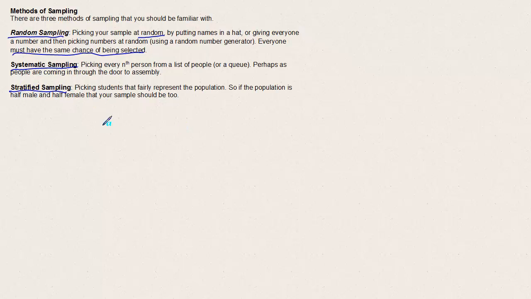Stratified sampling, picking students that fairly represent the population. So if the population is half male and half female, and that will be the assumption in questions that you have, then your sample should be too. So you might have 100 boys and 100 girls. So if you survey 6 of the boys, you must do the same with the girls.